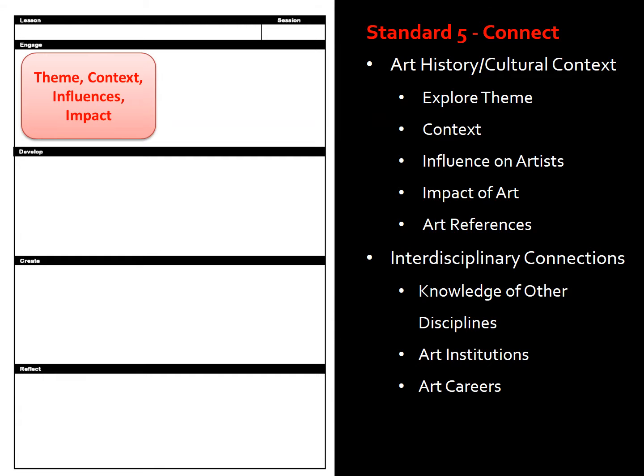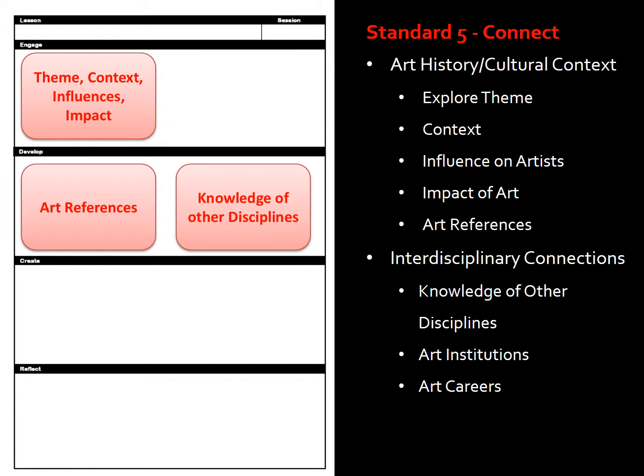What might help students to develop their own ideas? Students can research art references as a way of developing background knowledge and ideas for art making. And they can also apply knowledge of other disciplines as they develop and refine their ideas. Indicators addressing art institutions and careers can sometimes be incorporated into reflection activities, presentations, and exhibitions.